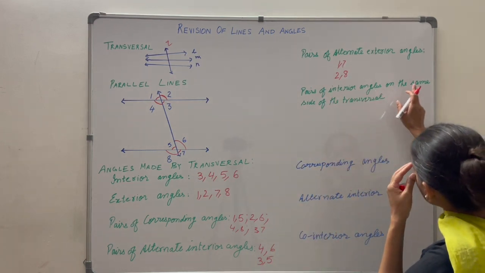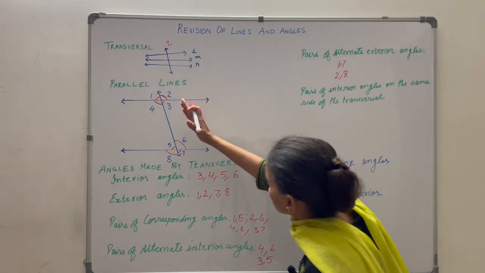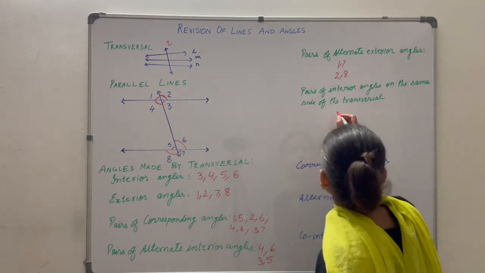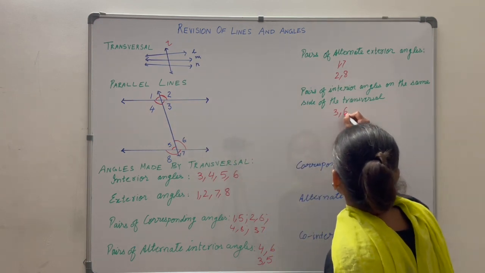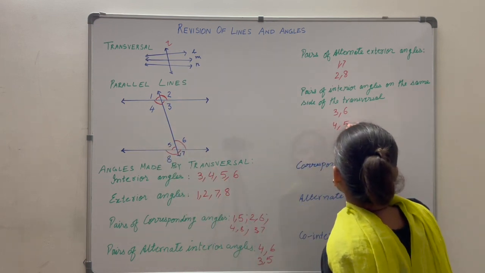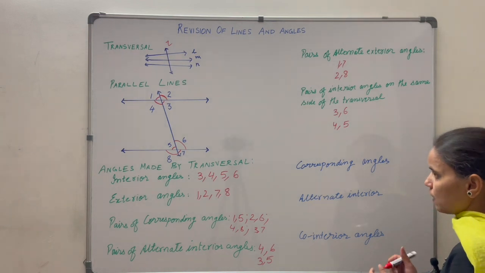Pair of interior angles on the same side of the transversal. So this is the transversal, and they are on the same side. So 3 and 6 are on the same side, and 4 and 5. They are the pairs on the same side of the transversal.